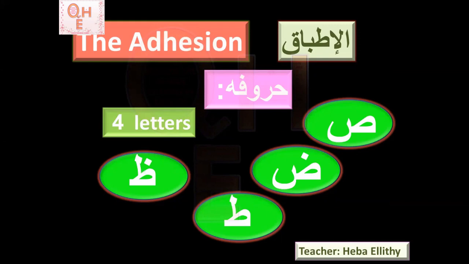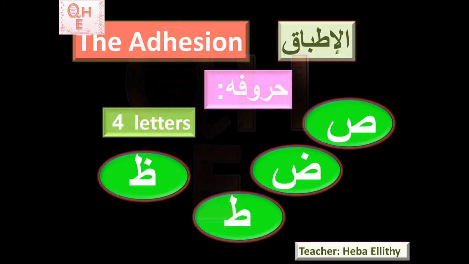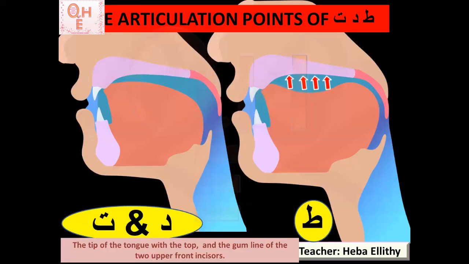Letter طا, some people sound it like ta because of several mistakes. Letter ظا is the same. We will go through these letters and we will go more about الإطباق and see how we can sound it an easy way and pronounce it right.